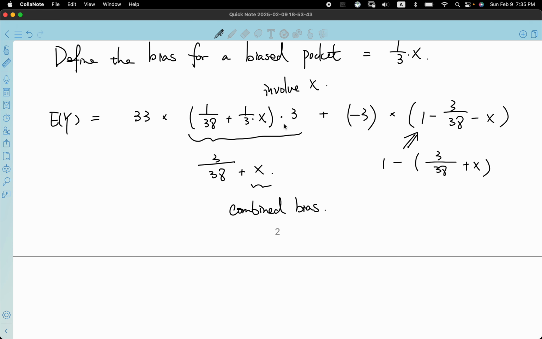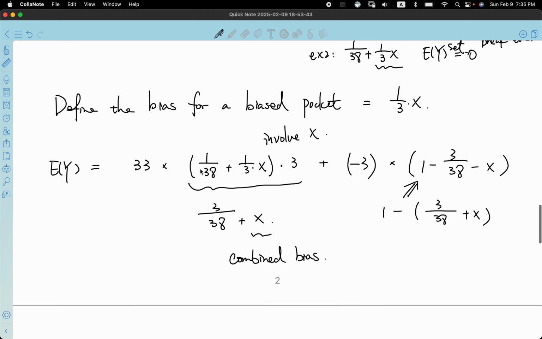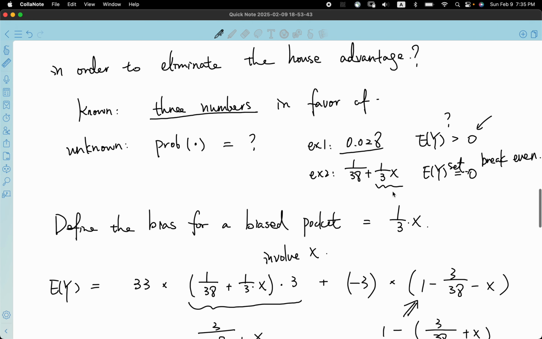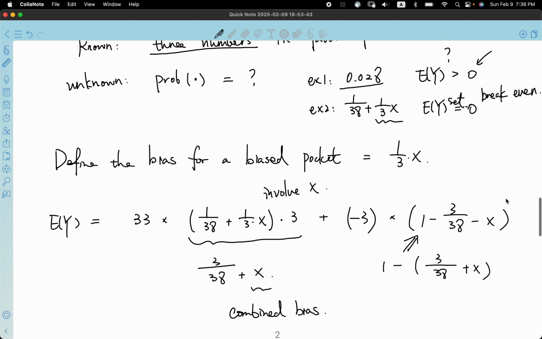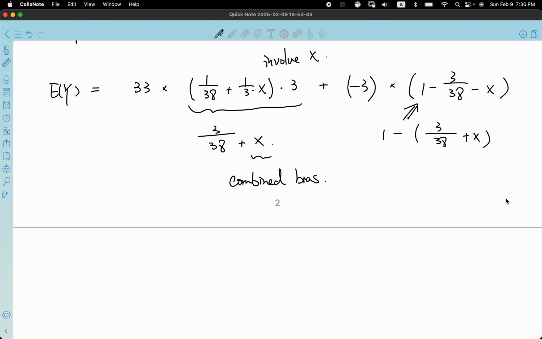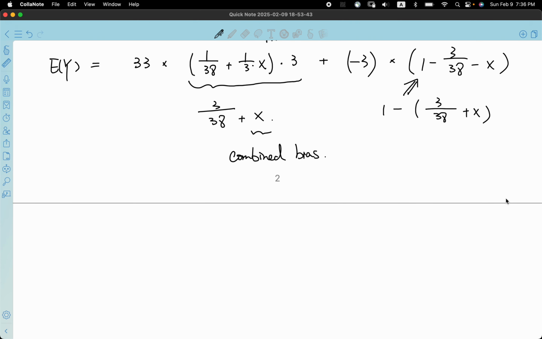Our goal here is to solve for x. We are going to solve it by setting this equation equal to 0, as we are interested in how large x needs to be such that we can break even. Break even just refers to this equation equal to 0. So we set this equation equal to 0, and now we have the following equation. Let's write, for now, 33 multiplied by 3/38 plus x.